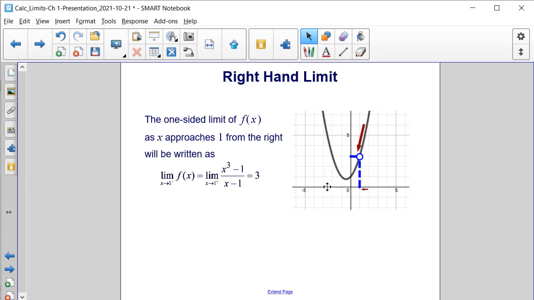The one-sided limit of the function f of x as x approaches 1 from the right-hand side will be written as the following. So we have the limit of f of x as x approaches 1 from the right or the positive side, so the plus sign is in superscript, and we can replace f of x by its algebraic expression, x cubed minus 1 over the quantity x minus 1. And as we analyze the graph and approach 1 from the right-hand side, we see that we do indeed approach 3.